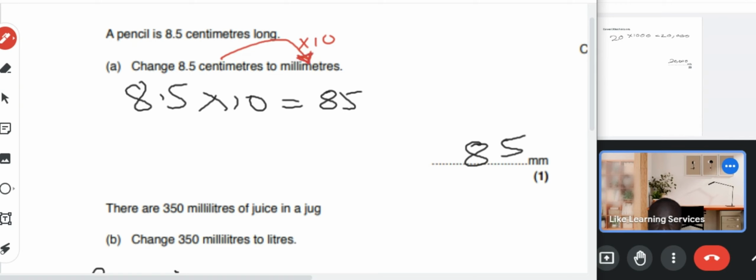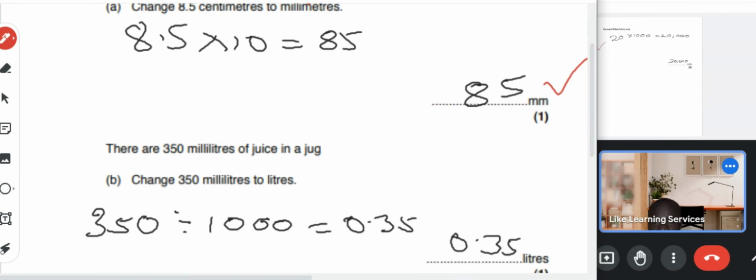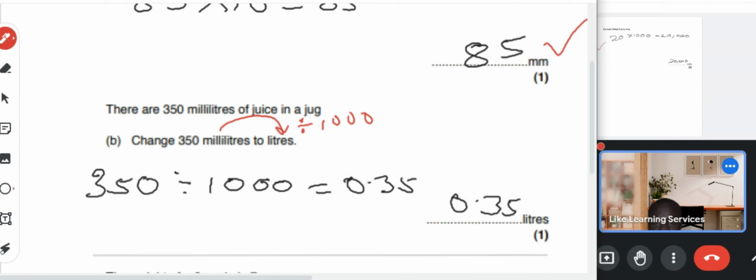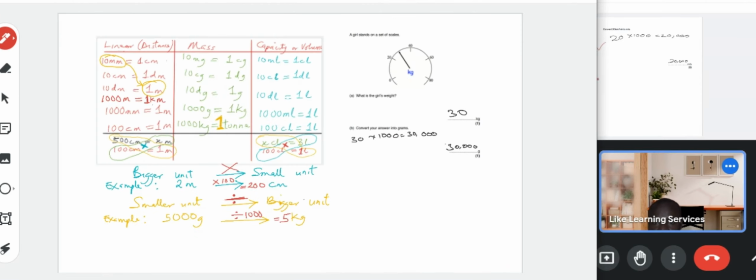And that gives you 85. Mark. Have you marked? Good. Okay, there are 350 milliliter of juice in a jug. Change 350 milliliter to liters. You're changing smaller unit to bigger unit, so you divided by the rate. Milliliter to liter, that's by 1000. That's correct. Mark.